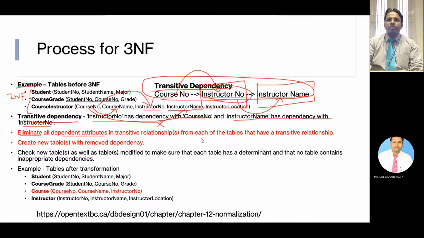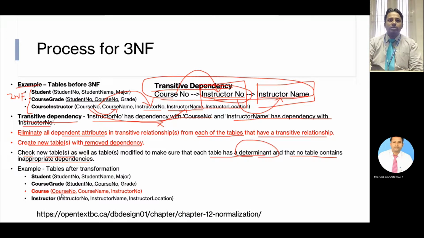These two should be eliminated from each of the tables that have a transitive relationship, and new tables created with the removed dependency. So with instructor number and instructor name, you create a new relation, a new table. And you have to check something in the new tables: that the tables are modified to make sure that each table has a determinant and no table contains inappropriate dependencies. When you create a new relation, there should be some determinant. What is a determinant? A key attribute should be there, based on which others will be identified.